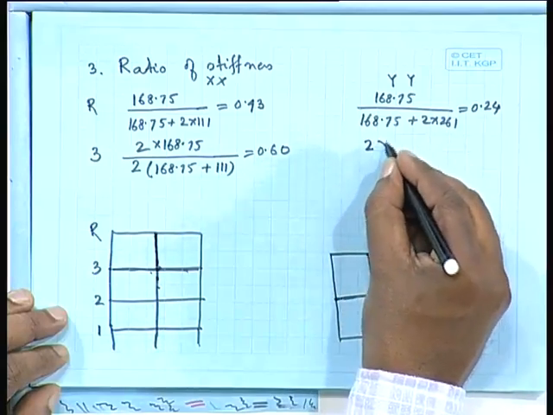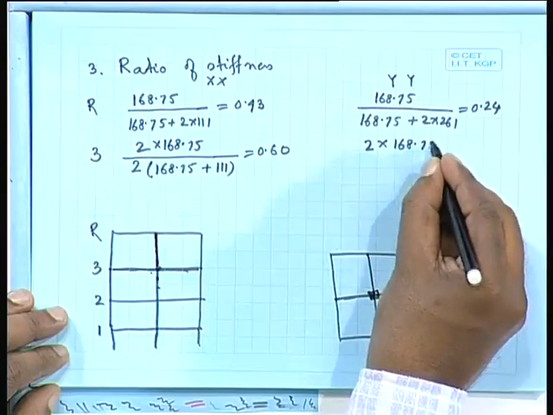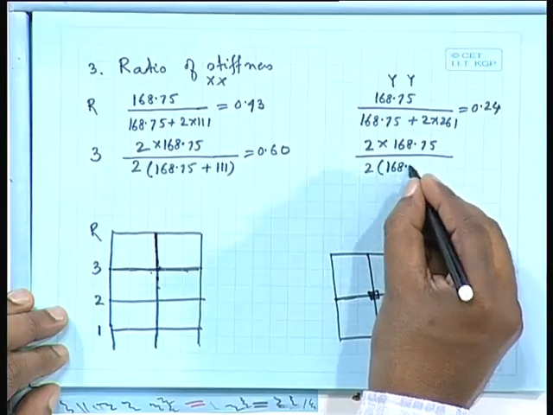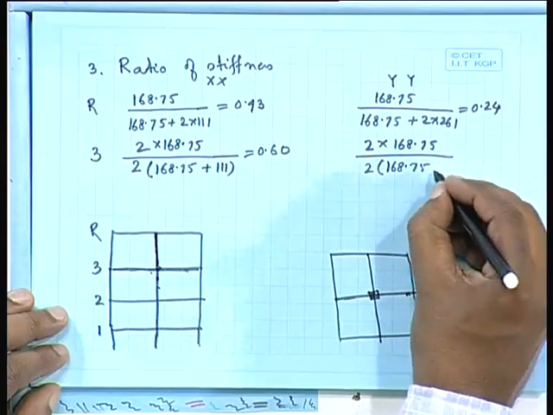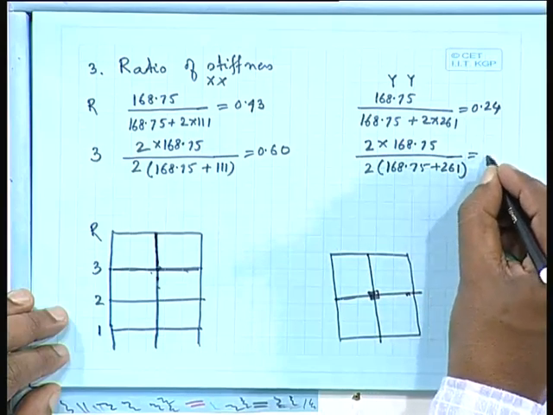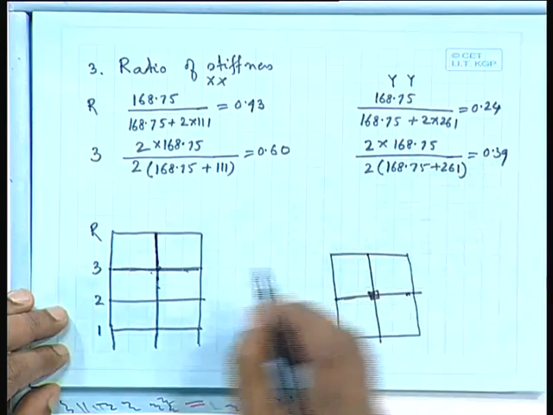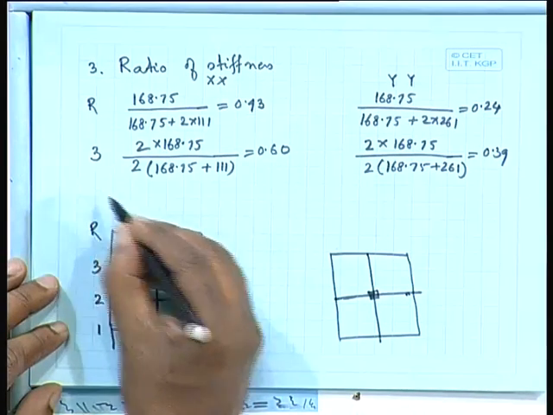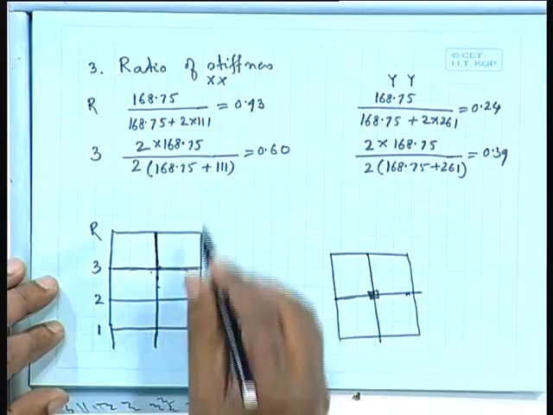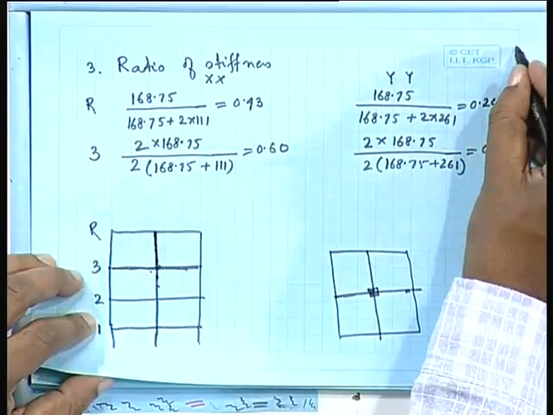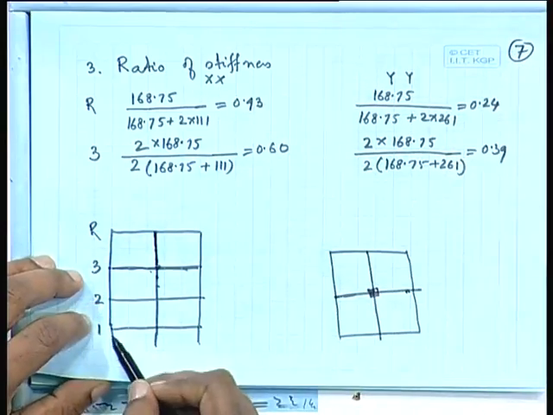Similarly, here also 2 into 168.75 divided by 168.75 plus 261, which comes as 0.39. So, similarly, we can come down to 2 also, 2, 1, all of them we can do in a similar fashion. So, let us find out for 2 at this level, like that, let us find out.